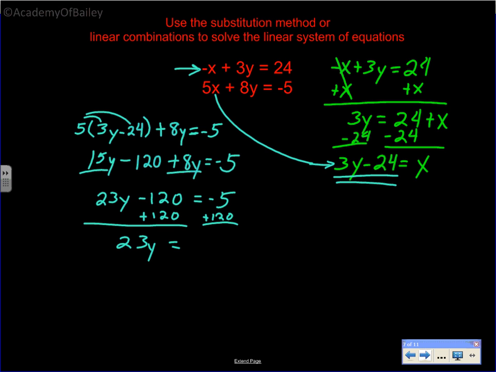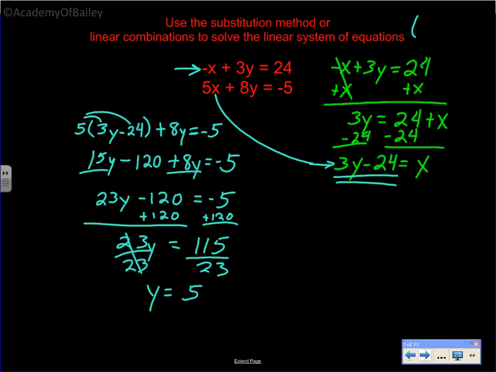Negative 5 plus 120 is positive 115. And we divide both sides by 23. That's going to be an easy one there. 115 divided by 23 is 5.